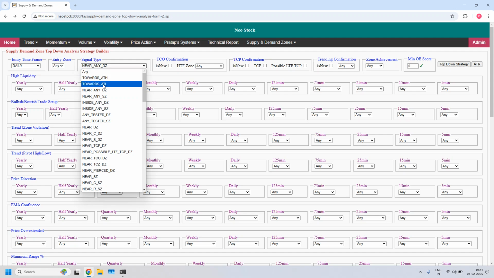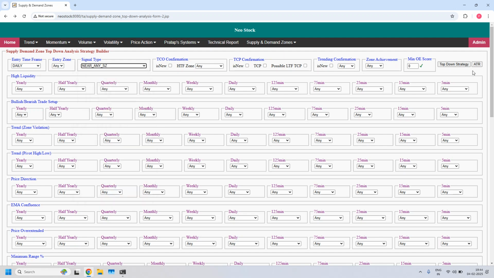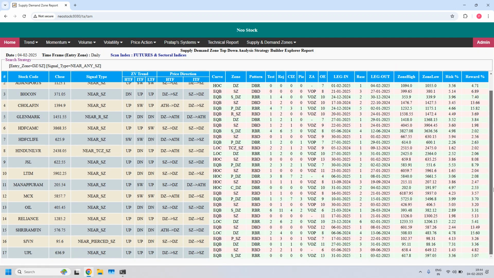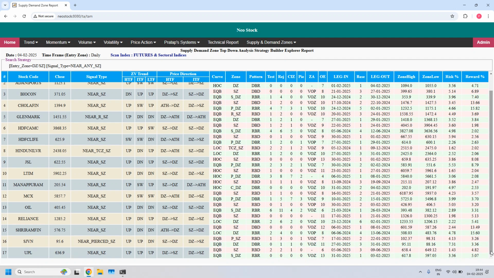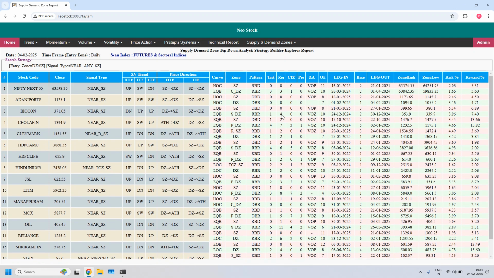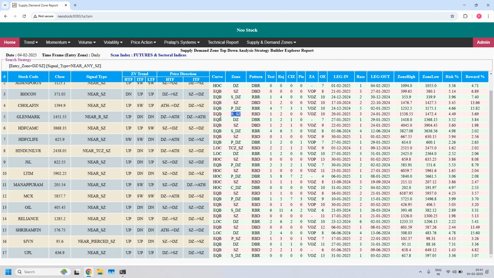Okay, next daily time frame. Let us find the stocks near daily supply zone. We got 17 stocks. First 15 stocks in the list. I am scrolling the list down. So total 17 stocks are filtered. Let us identify high liquidity supply zones from this list. Glenmark is having a high liquidity daily supply zone.